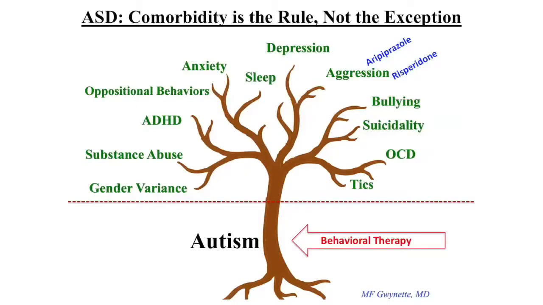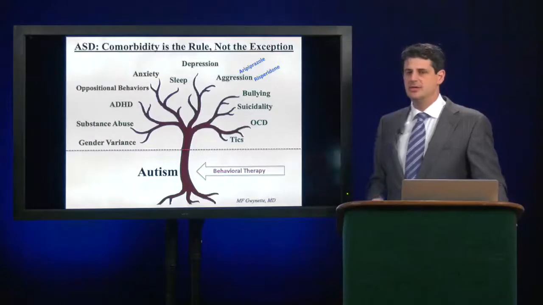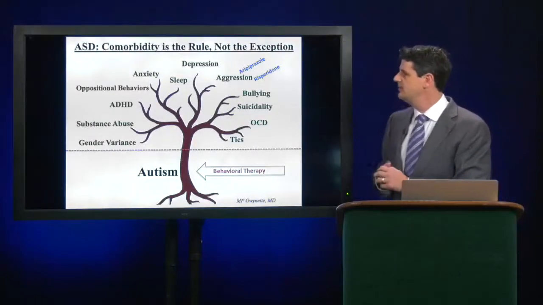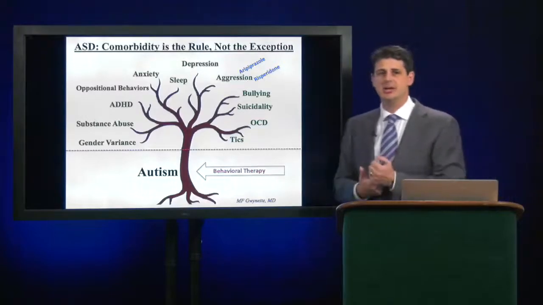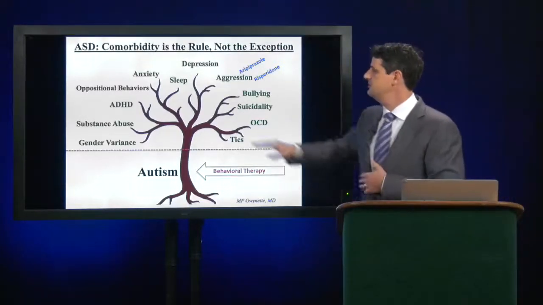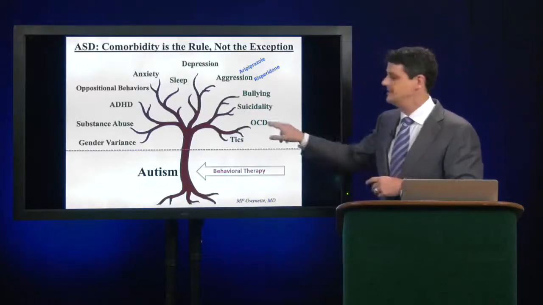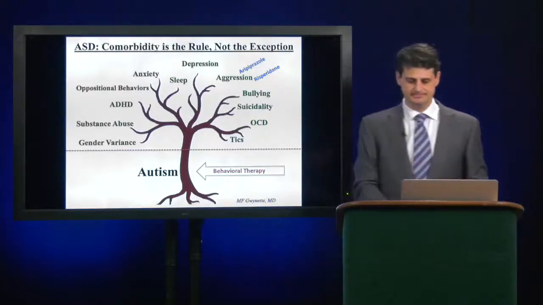In fact, here's that red line again showing us that really when it comes to the core symptoms, medications and all biological treatments are not evidence-based. They cannot go beneath this red line at this point. Interestingly, behavioral therapy can go above the red line because we're going to hear later in this lecture about how behavioral therapy can be useful for treating anxiety, depression, as well as OCD in individuals with autism.